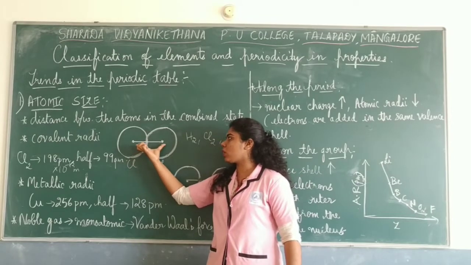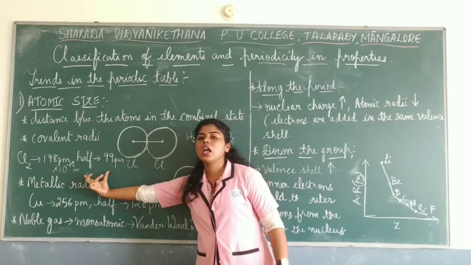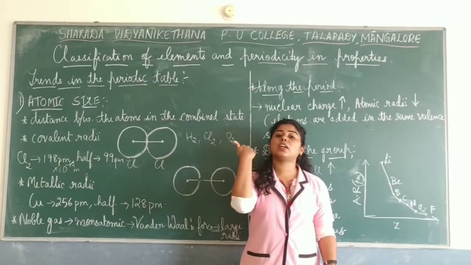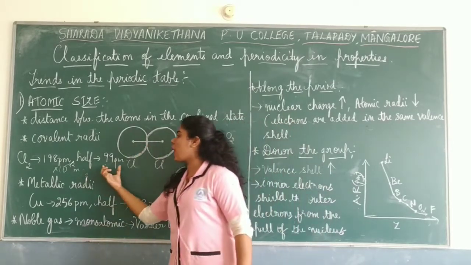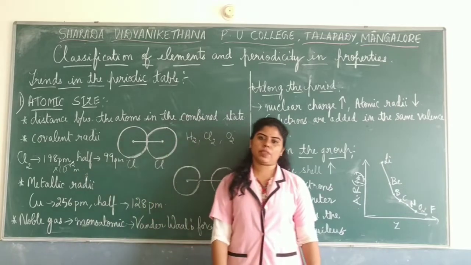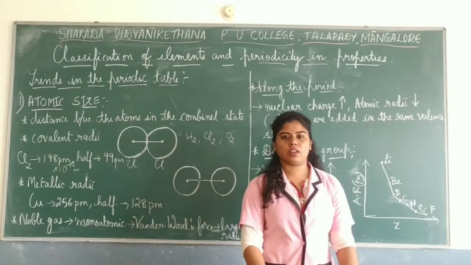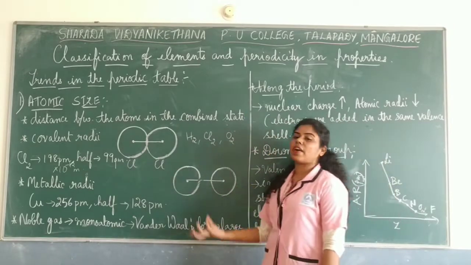Imagine this was a fluorine molecule. The total distance would have been 198 picometer. But when you have to take the radius, you take half of it. So half would be how much? 99 picometer. So you get the radius of a particular atom of fluorine. Got it? This is how you find the covalent radii.